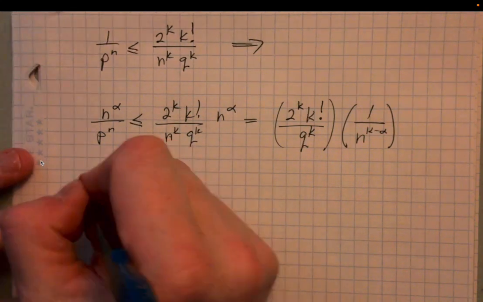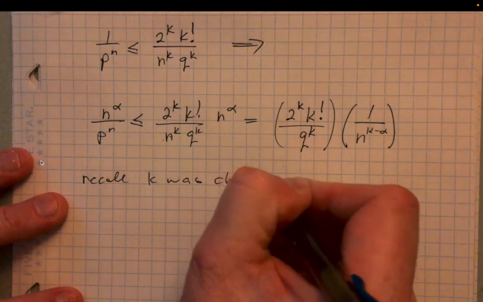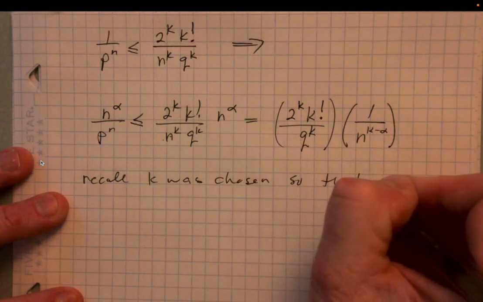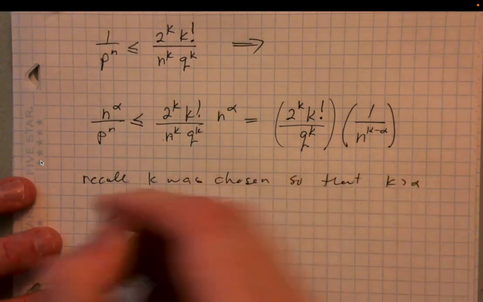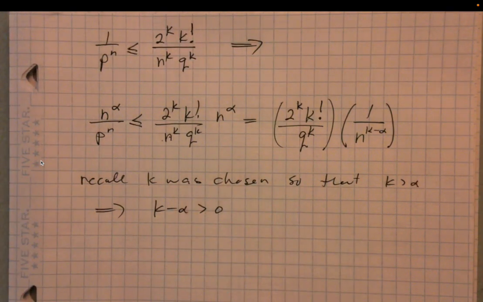And so recall, k was chosen so that k is greater than alpha, and that implies that k minus alpha is greater than 0. All right, and so what do we know? All right, so now we've got some nice pieces here. Let's put it all together.